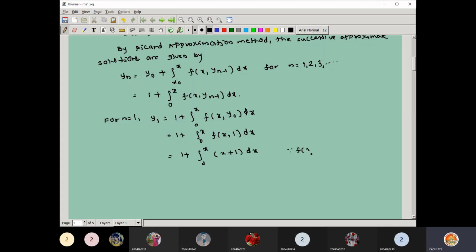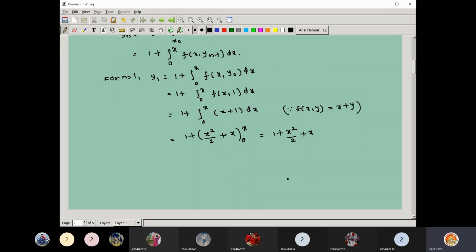The reason is f of x comma y is given as x plus y, so whatever value you are getting is replaced. So it is equal to 1 plus, now you do the integration with respect to x. So it is x square by 2, and the integral of 1 is nothing but x. There you are substituting the limits 0 to x. So 1 plus your upper limit x square by 2 plus x as it is. Lower limit is anyhow equal to 0. This is the first approximate solution corresponding to the given problem.